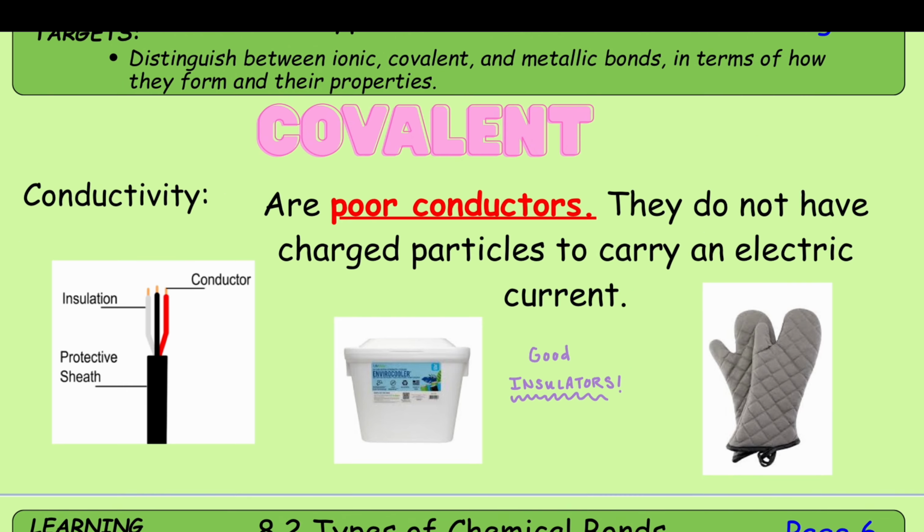Covalent compounds are poor conductors. If they're poor conductors, they cannot pass an electric current very well, or heat. So we can also say that they're good insulators. They insulate really well. Because two atoms in a covalent bond are not formed by ions, they do not have charged particles, so it's unable to carry an electric current.